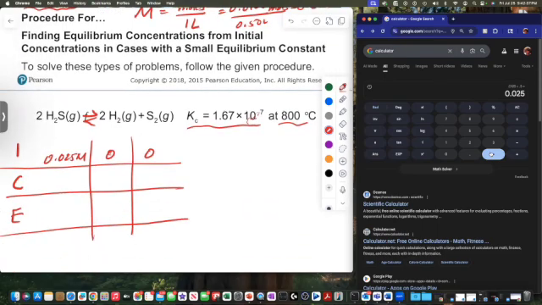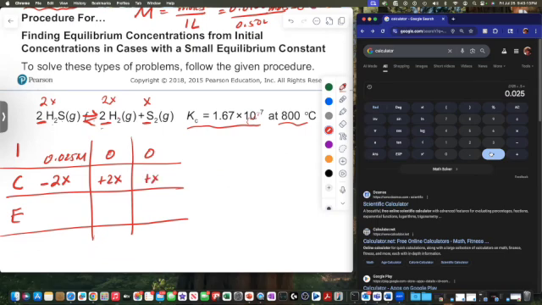Okay. In terms of x, remember the coefficients of x match the coefficients of the formulas in the balanced equation. So here, this would be minus 2x, right? Because we have the amount of x reacting here. And to maintain that mole ratio of 2 to 2 to 1, if 2x amount of H2S reacts, then 2x amounts of H2 gets formed, and then x amount of S2 gets formed. So here, this would be plus 2x because products are being formed, they're increasing. This is going to be plus x.